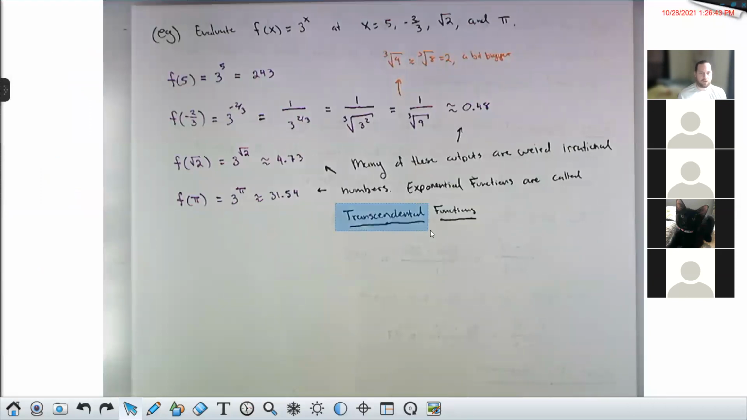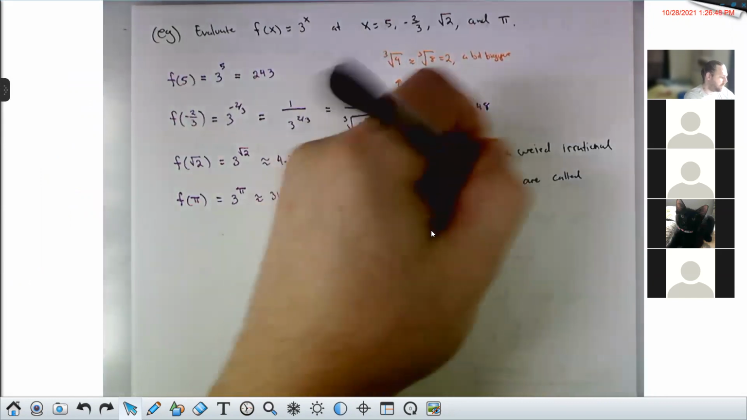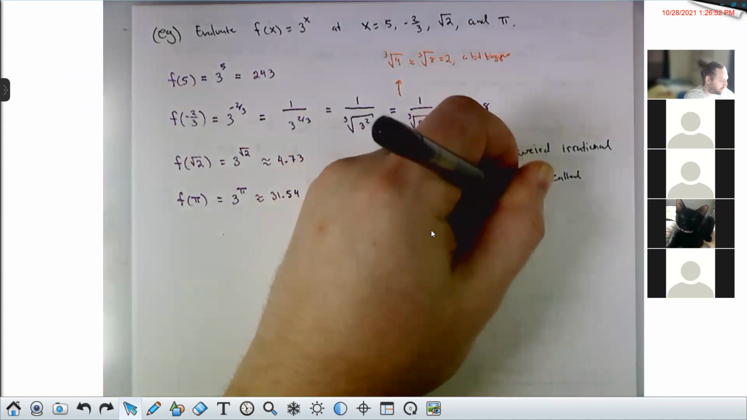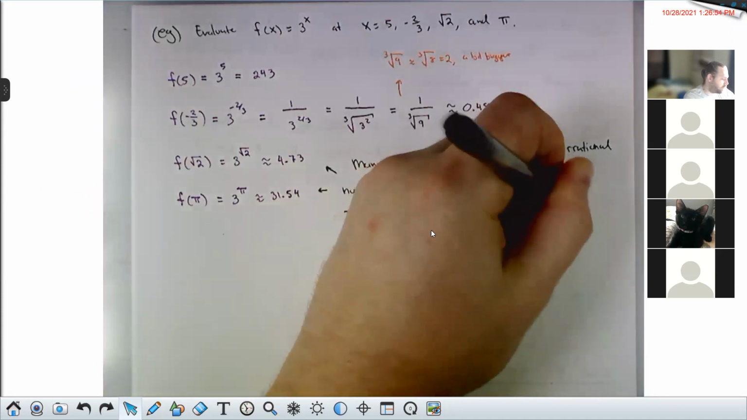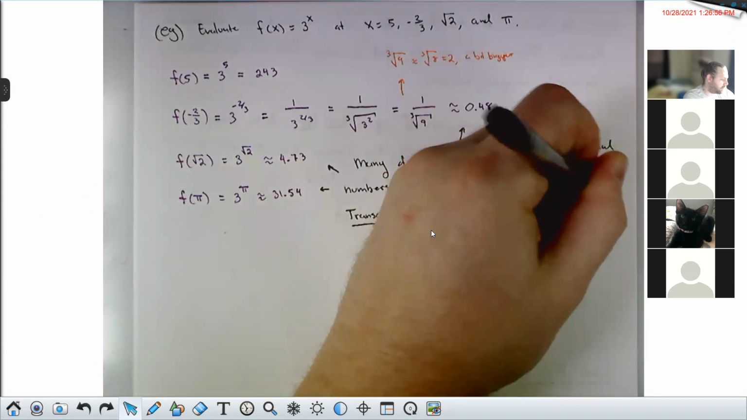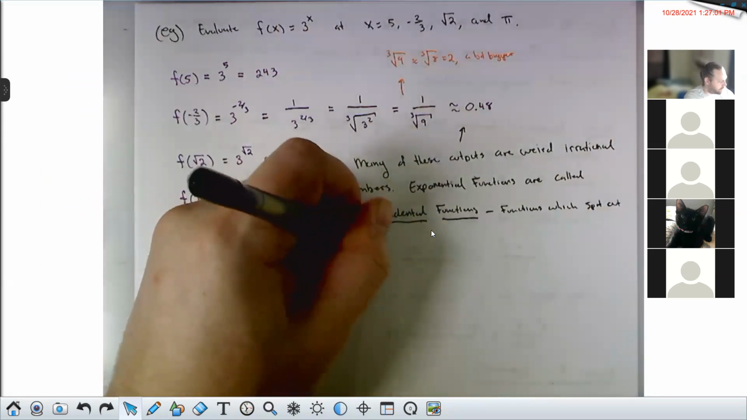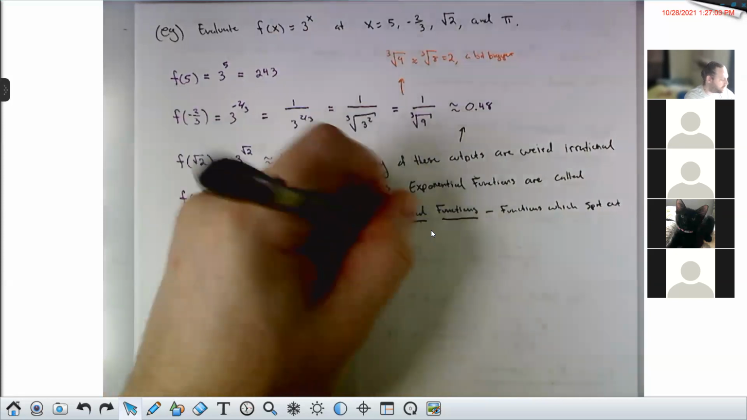The reason they're called transcendental functions is because these are functions which spit out transcendental numbers. Has anybody heard of a transcendental number?